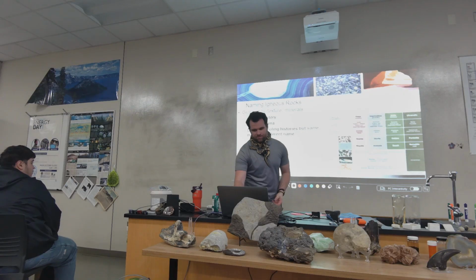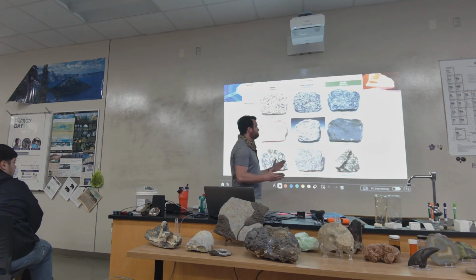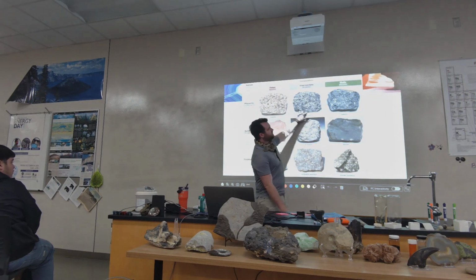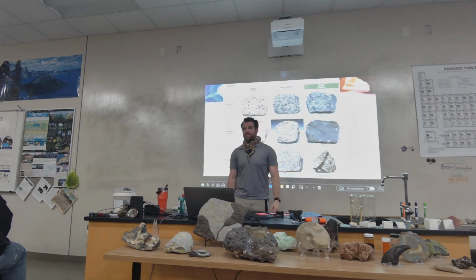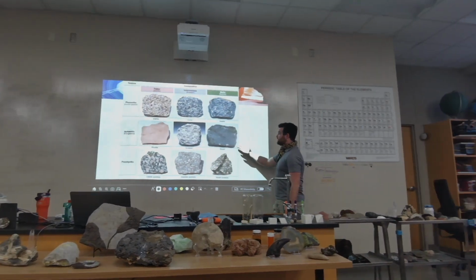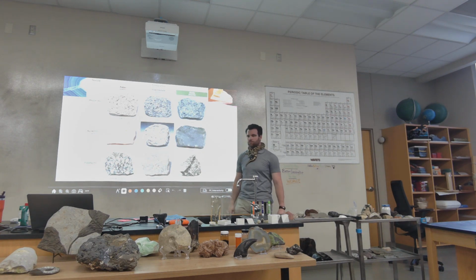You can make a sort of basic framework out of this, where anything that is intermediate and phaneritic is most likely a diorite. Anything that is mafic and aphanitic is likely a basalt. Things like that. Okay?